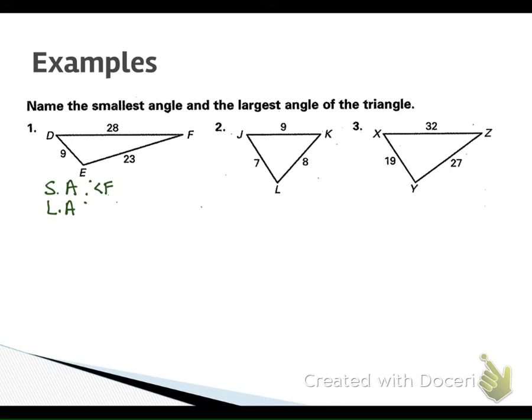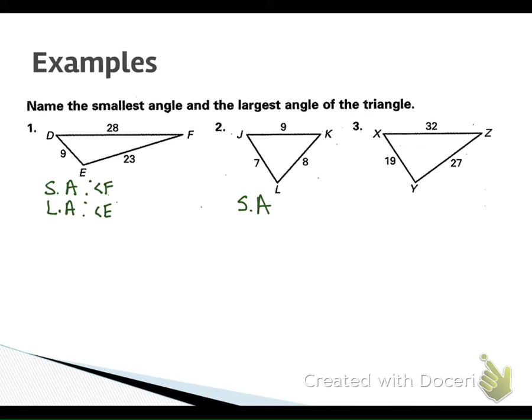Okay? Our largest angle is going to be across from our biggest side. Our biggest side we see is DF. The angle directly across from it is? E. Okay, we're going to do the same thing over here.